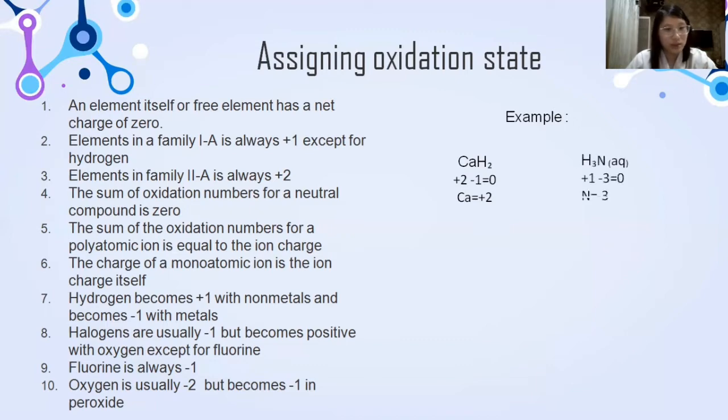And then another example is hydronitric acid. Nitrogen is a non-metal, so hydrogen will have a charge of +1. Then we will get nitrogen as -3.